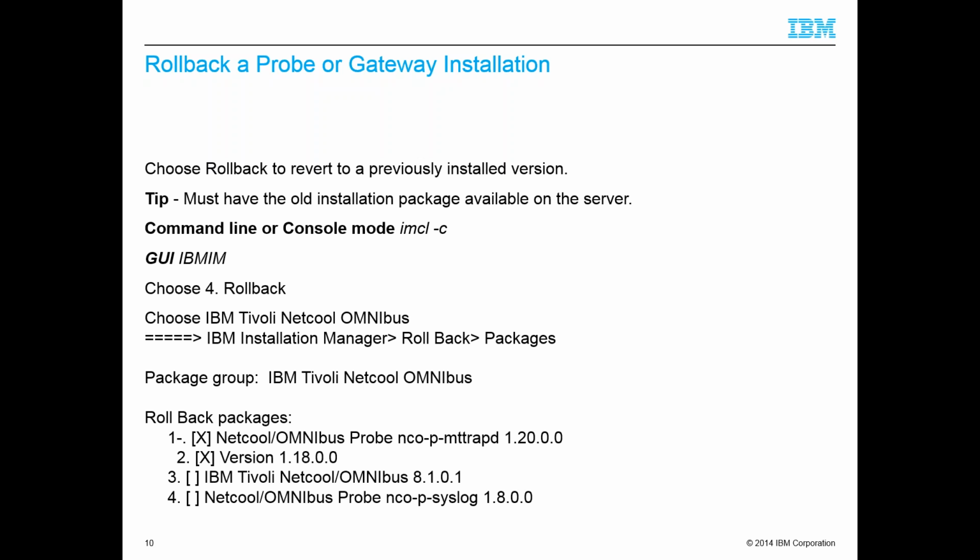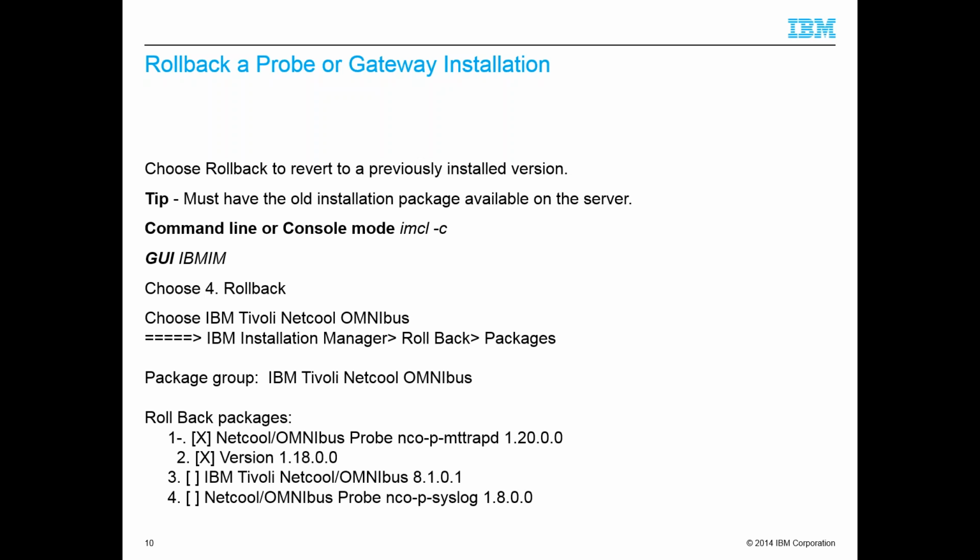So here's an example of rolling back. You would still use the same command line or console mode, imcl -c command, and then choose IBM IM for the GUI. You would choose option 4 to roll back, and again choose IBM Tivoli Netcool Omnibus. You have to choose the overall package, but later on it will give you the option of what to roll back.